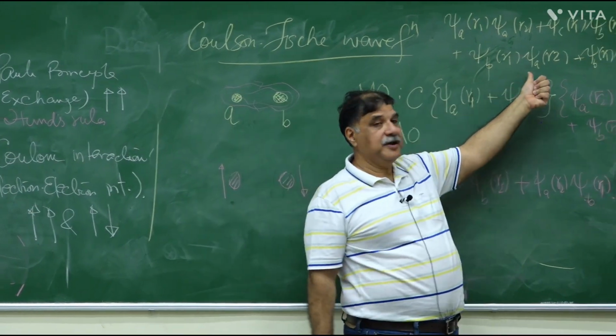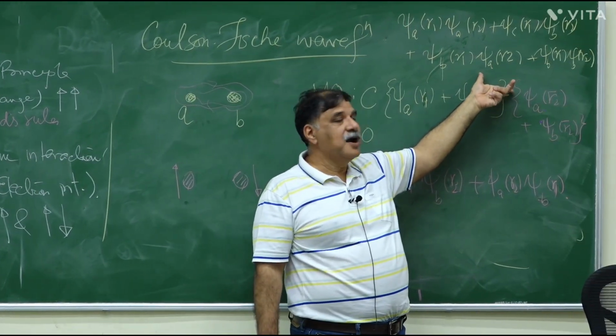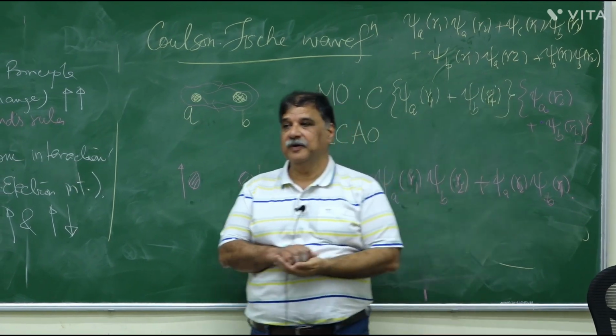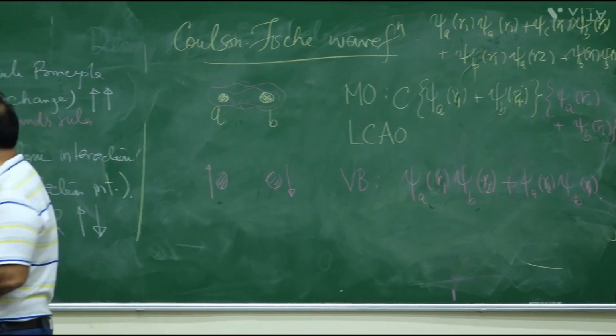It is underestimating the correlation. This is known as the under-correlated wave function, and that one is the over-correlated wave function. They cannot be written as product wave functions.